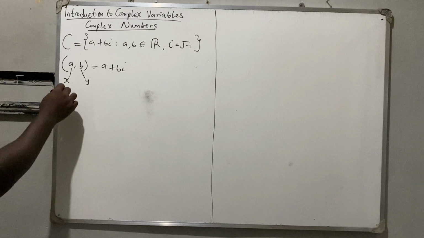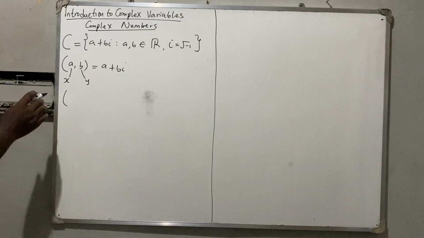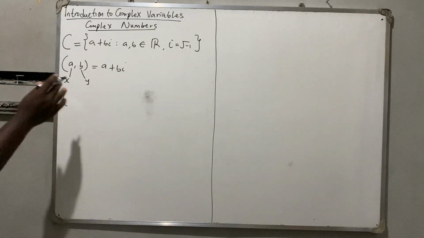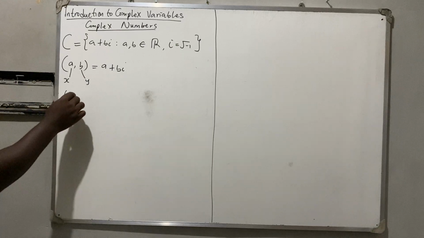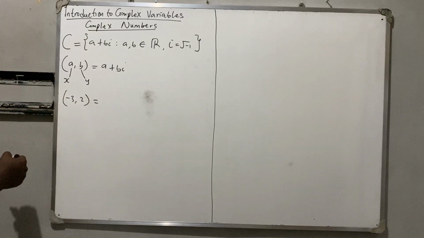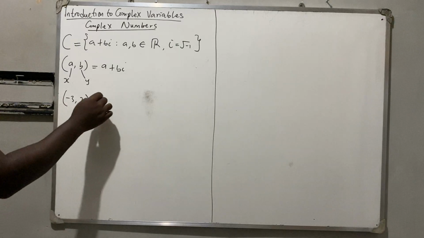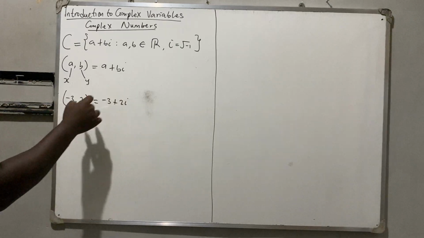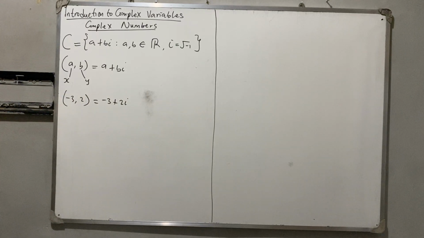So anytime you have a coordinate of anything, just know that that thing is comprised of the real and imaginary part. So if I have (-3, 2), for example, -3 is the real part and then 2 is the imaginary part. Okay, so this is -3 plus what? 2i, if you want to express it as a complex number. Okay, so that is that.